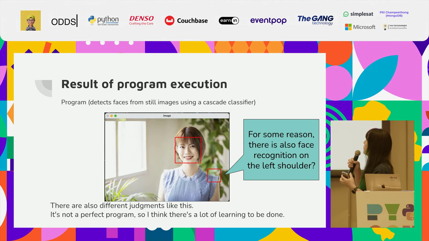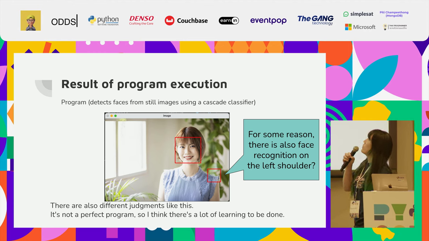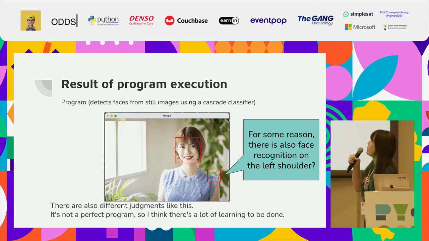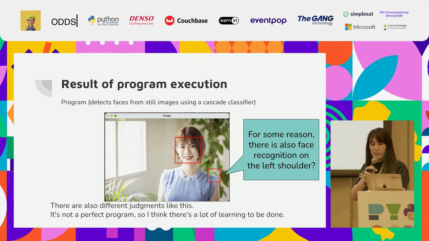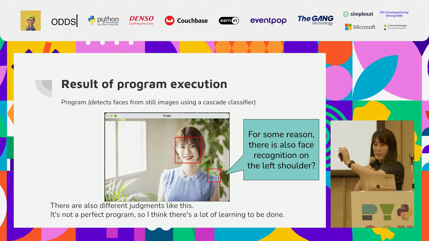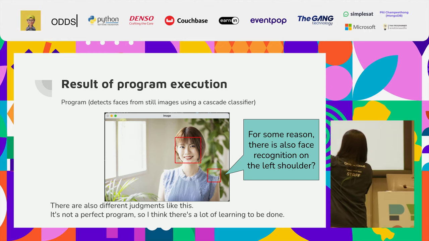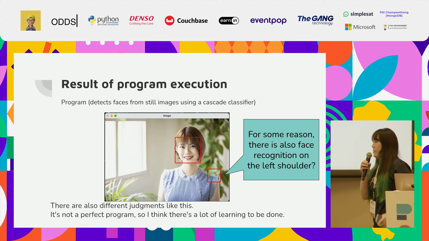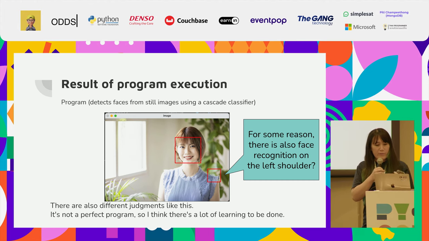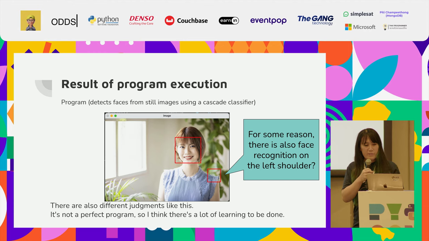This is the result. This is the model picture. Result of program execution. But for some reason, there is also face recognition in the left shoulder. This is a mistake. But there are also different judgments like this. It's not a perfect program. So I think there's a lot of learning to be done.